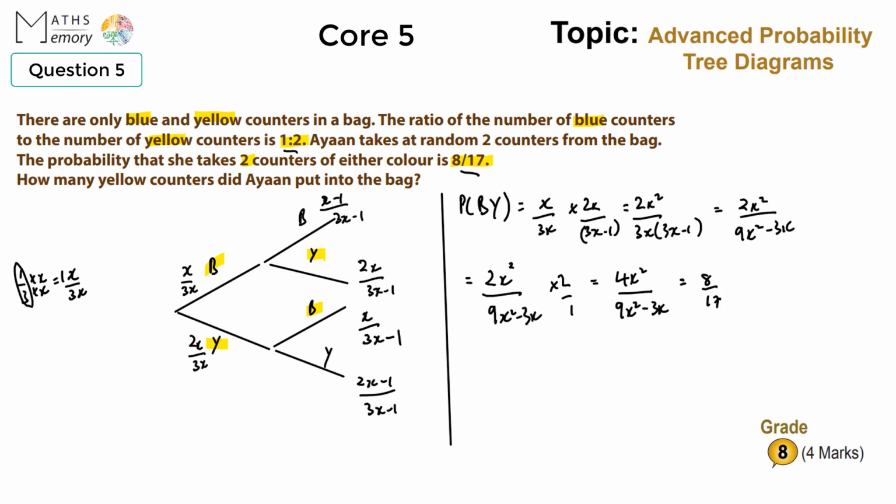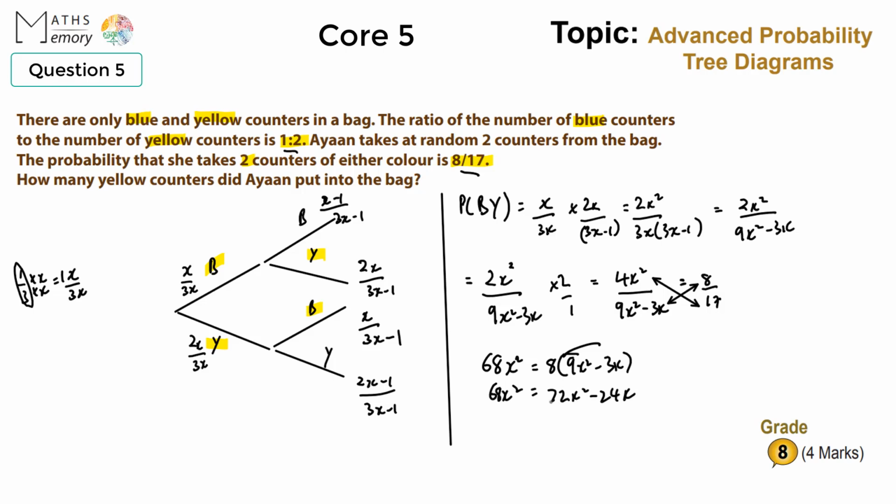Let's cross multiply now. I'm going to cross multiply this because we have two nice fractions. We can say this times this could equal this times this because of the two fractions and an equal sign. So we have 4x squared times 17, we have 68x squared equals 8 times 9x squared minus 3x. So let's go one step further. 68x squared equals, let's times these out, 72x squared, 8 times 3, minus 24x.